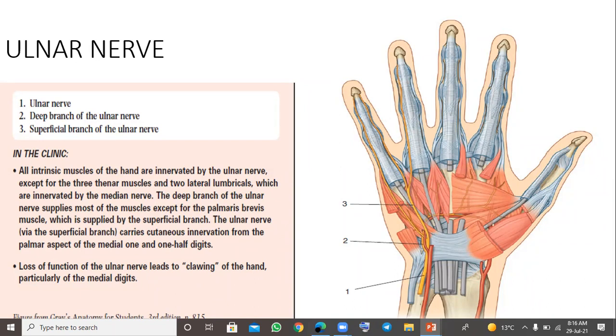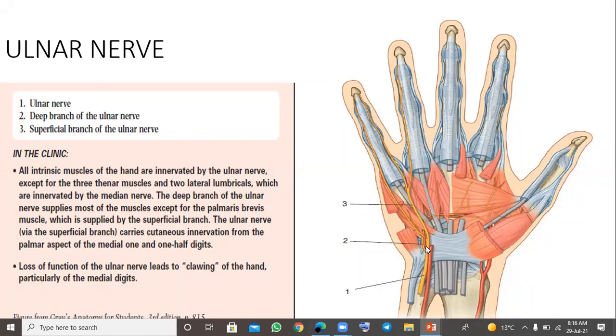Then it won't send any branch to the what? To the forearm. Then the ulnar nerve is accompanied by this artery here, the ulnar artery. So these two will be running together like that. And the ulnar nerve passes superficial to the flexor retinaculum. It will divide into 2 terminal branches. There's that branch there, number 2, the biggest branch going deep to the muscles. That branch is known as the deep branch of the ulnar nerve.